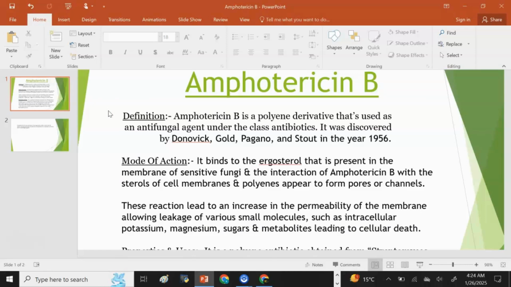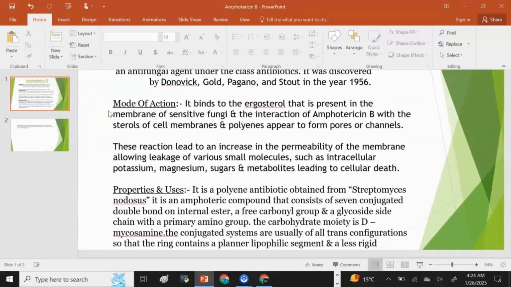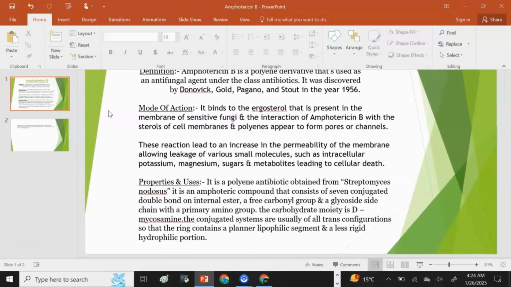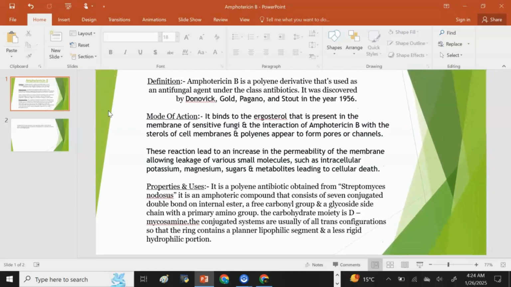It was discovered by Vandeputte, Gold, Pagan, and Salt in the year 1956. Its mechanism of action is mentioned here. I actually made this for you guys to see it properly. It binds to the ergosterol that is present in the membrane of sensitive fungi and the interaction with these sterols on the cell membrane of this fungi.